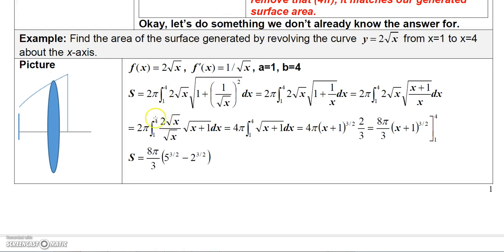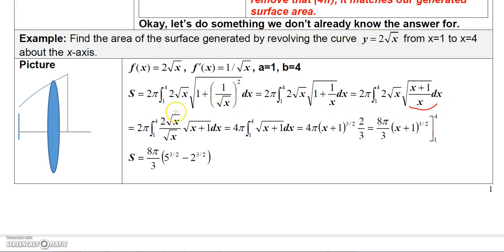All right, so I have 2 pi, and I'm going to integrate, as I said, from 1 to 4. The function is 2 times square root of x, and then the square root of 1 plus 1 over square root of x, quantity squared. Okay, so now let's do some simplification here. If I square 1 over square root of x, I just get 1 over x in the radical. So now I'm going to get a common denominator, and I can write this as x plus 1 over x.